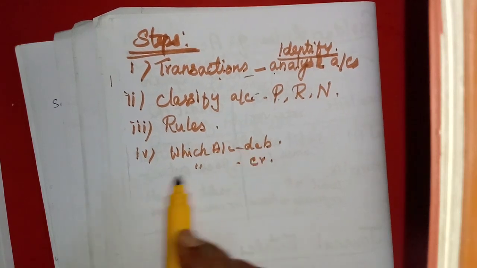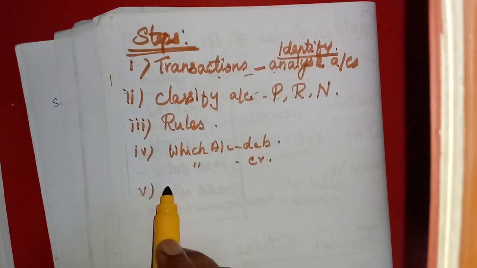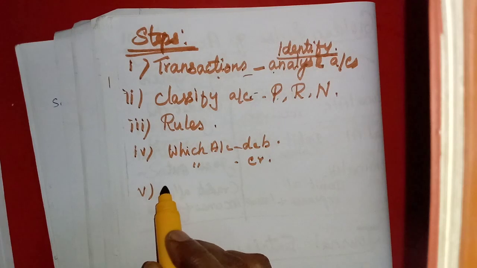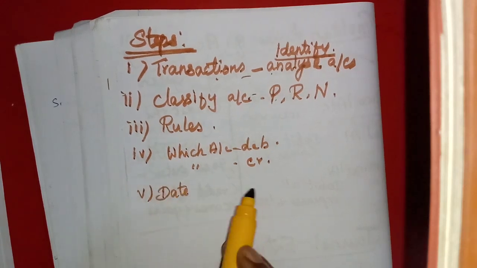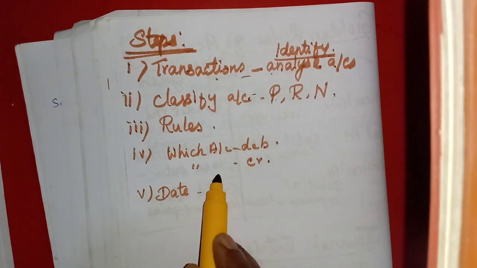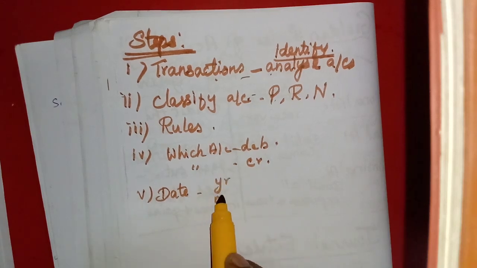Then what we should do? Now only we are going to enter in the journal. What I showed first, we have to record. The date column must be filled up. How to write the date? First the year, then the month, then the date. Like this we have to enter.